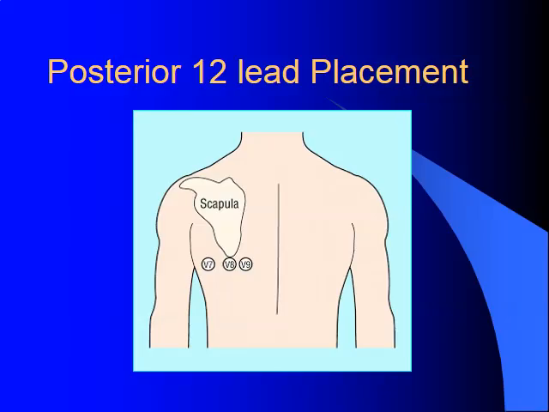For placement of the posterior 12 lead, basically we're going to take V4, 5, and 6, and move those around to the back, placing them at the same spots as V1, 2, and 3 on the front. V7 should be located at the posterior axillary line at the same level as V4, 5, and 6. V8 is going to go just at the tip of the scapula, and then V9 will go on the left spinal border. They should all be in a flat plane.